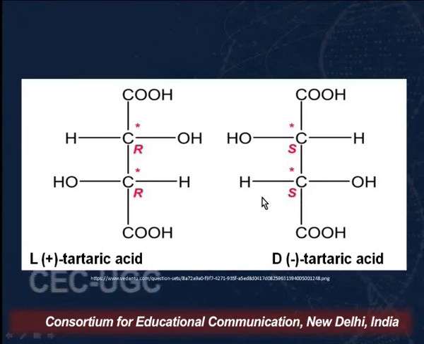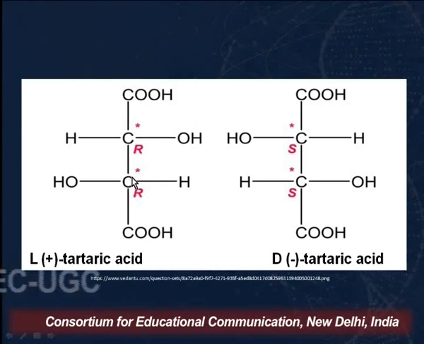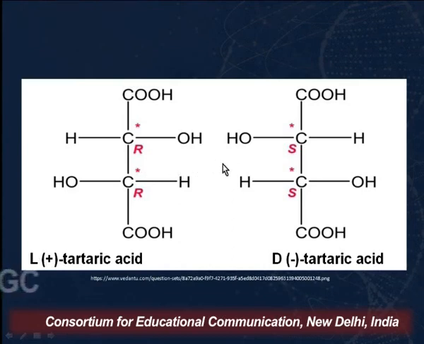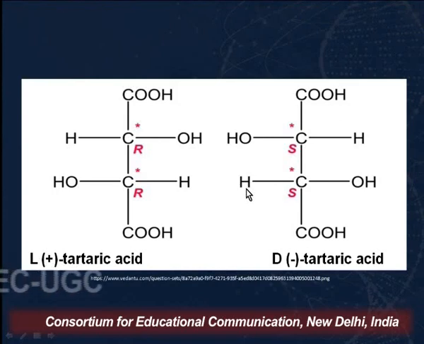Now according to Cahn, Ingold and Prelog rules, if we assign configuration to each chiral carbon, we find that each chiral carbon in the first case has R configuration, and in the second case each chiral carbon has S configuration. I have discussed this R and S configuration in great detail in one of my previous lectures, to which you can refer.